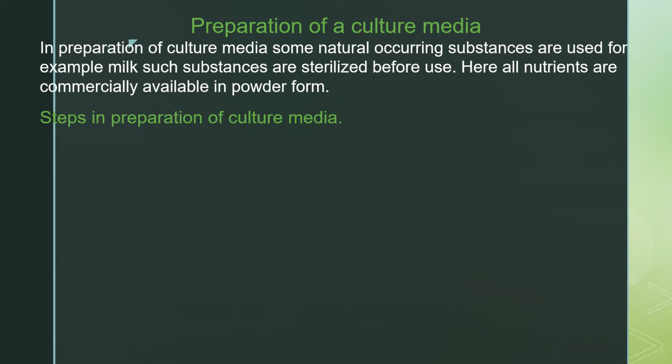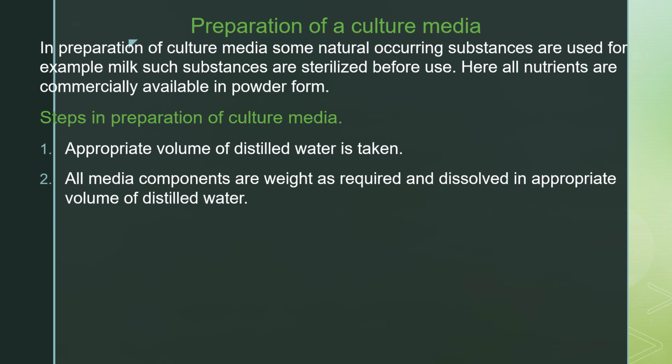Now what are the steps in preparation of nutrient media? Appropriate volume of distilled water is taken. First of all, you have to decide what amount of media you are going to prepare, whether it is 100 ml or 1000 ml or whatever. So the appropriate amount of distilled water should be measured using a measuring cylinder and taken in a flask. All media components are weighed as required according to the volume of distilled water and dissolved in it.